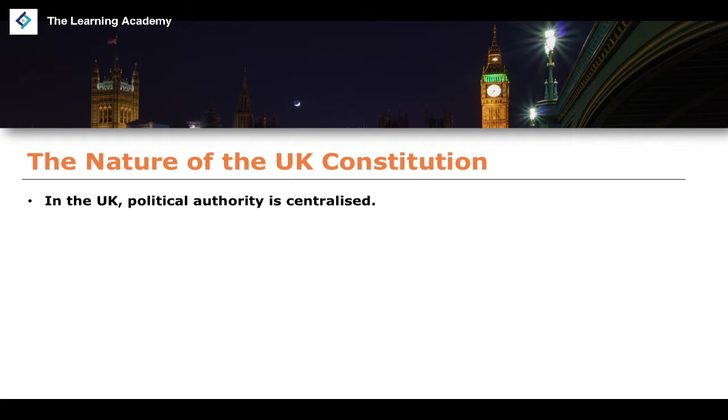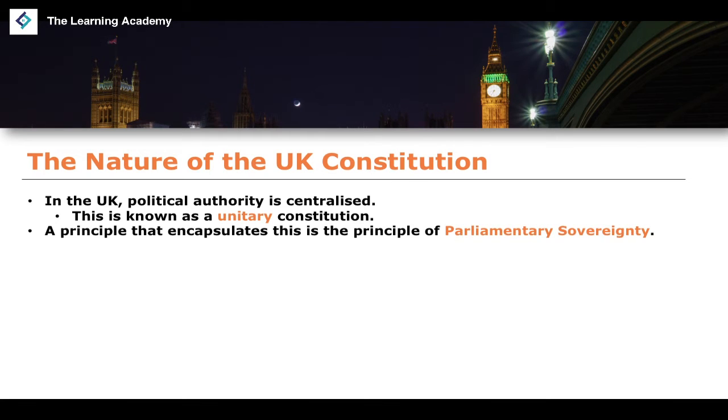Another aspect of the UK constitution is that the UK's political authority is centralised, and this is why we describe the UK's constitution as a unitary constitution. And this contrasts with the principle of federalism in the United States system that we'll talk about in a minute. But the principle of the unitary constitution, the idea that political and legal authority, at least political authority and the authority to make law, is centralised, is encapsulated in the principle of parliamentary sovereignty.